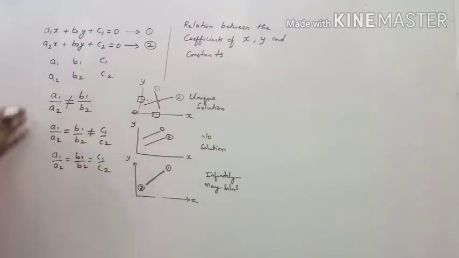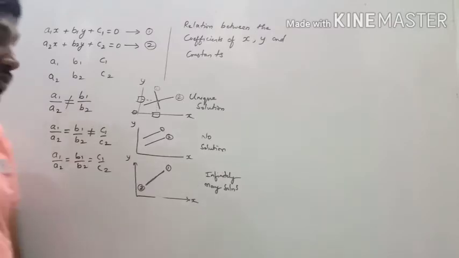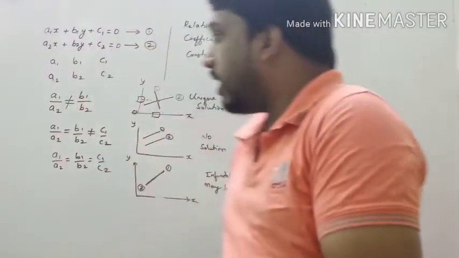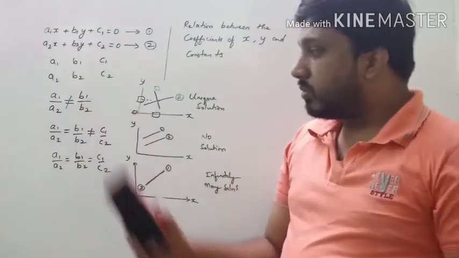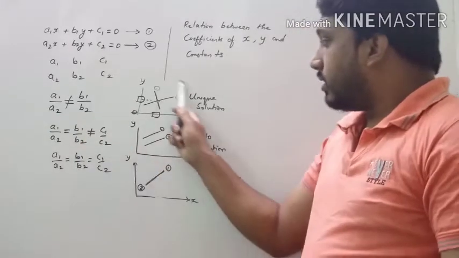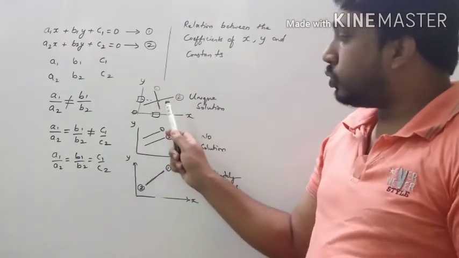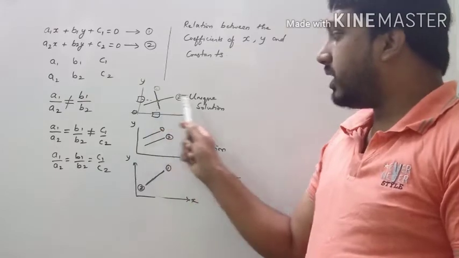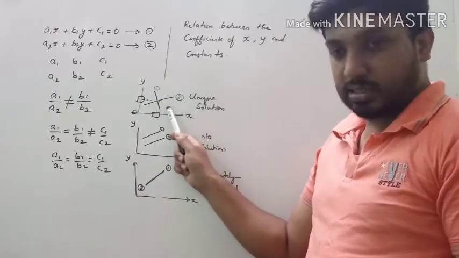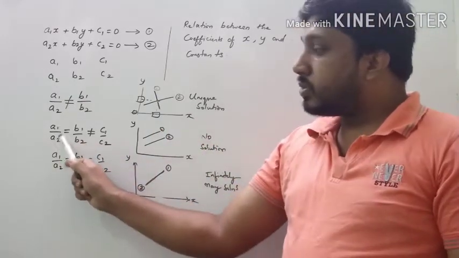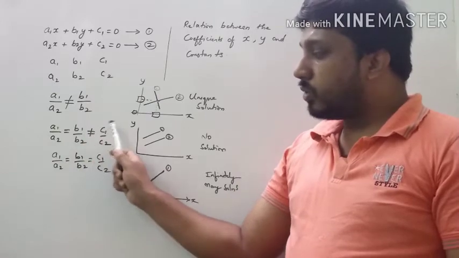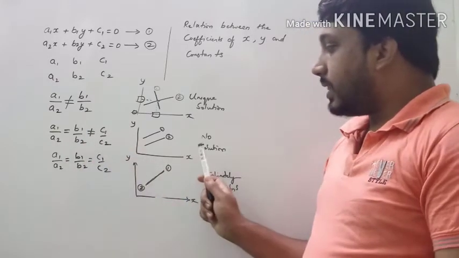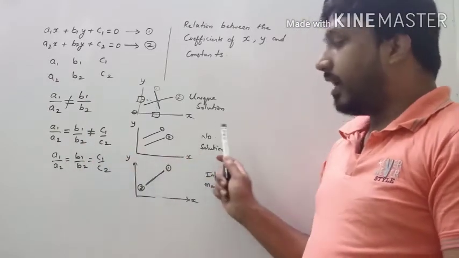So this way we have three relations with respect to a pair of linear equations in two variables. The first relation is a1 by a2 is not equal to b1 by b2. Graphically, if we represent it, the two lines will be intersecting, we get a unique solution, and it is consistent. When a1 by a2 is equal to b1 by b2 that is not equal to c1 by c2, then the lines are parallel and there is no solution.